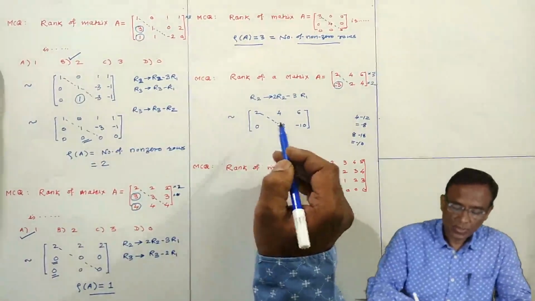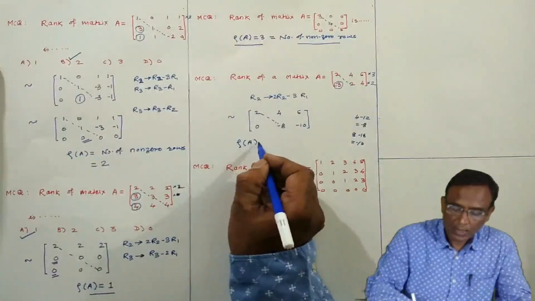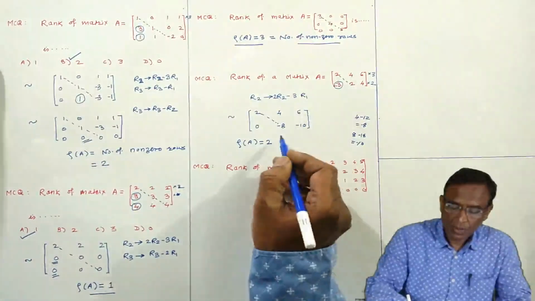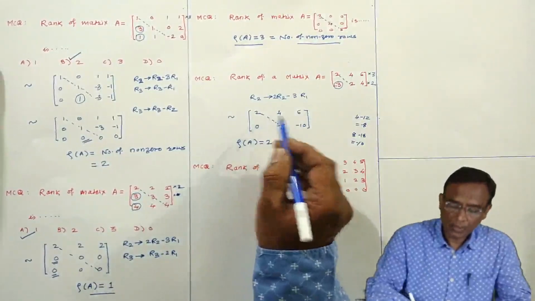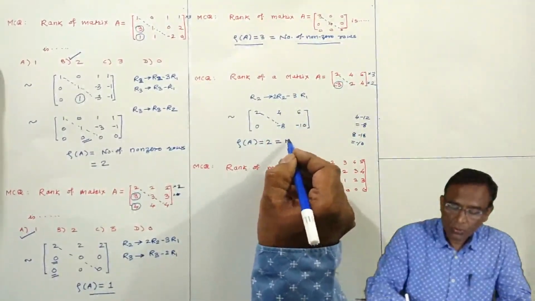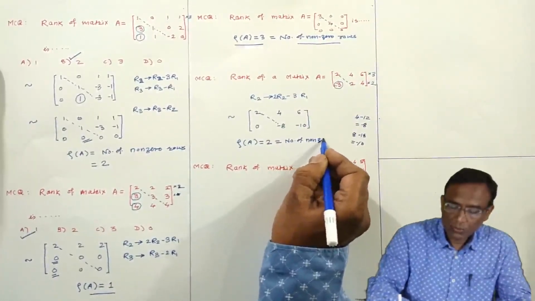Now at this stage you can find out the rank. The rank of the matrix A is 2 because there are 2 non-zero rows. After converting this into echelon form or upper triangular matrix, count the non-zero rows. The number of non-zero rows is 2, therefore the rank is 2.